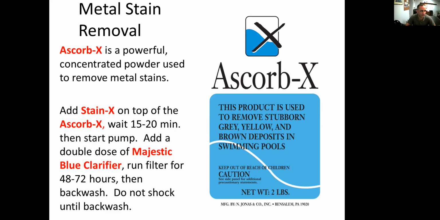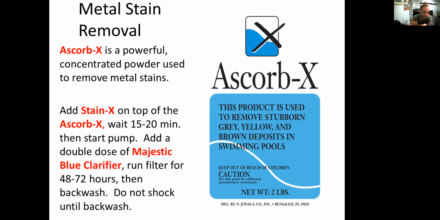Then you want to add the Stain-X on top of the Ascorbex as close as you can. Stain-X is a liquid, so you just add it on top. So it's in the local area. Then you wait about 15 or 20 minutes and start the pool's pump back up. After you do that, add a double dose of the Majestic Blue Clarifier and run your filter for 48 to 72 hours, and then backwash.